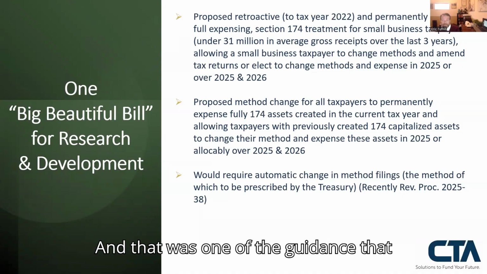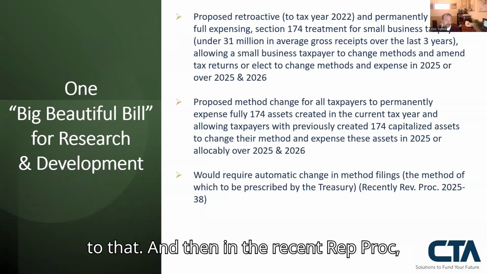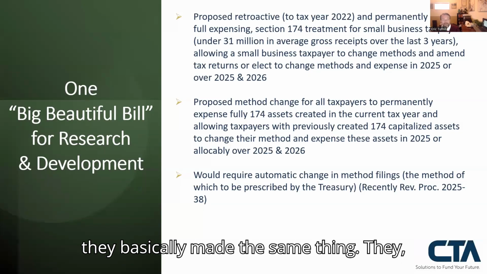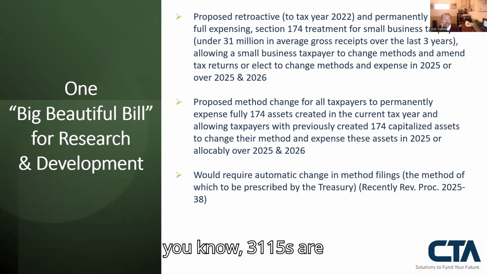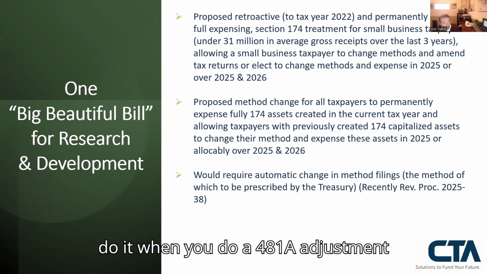You didn't have to file a 3115 or a formal method change. That was one of the guidance that came out in one of the Rev Procs previous to that. And then in the recent Rev Proc, they basically made the same thing for 3115s, which are abnormally burdensome. You do have to do it when you do a 481A adjustment, though.